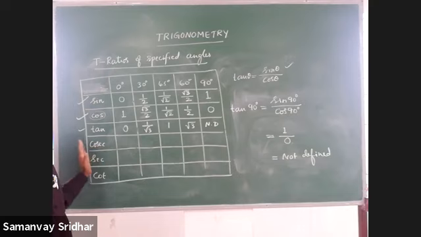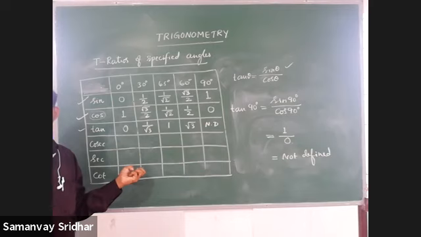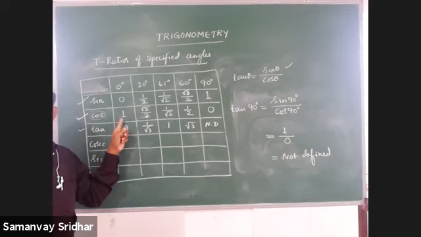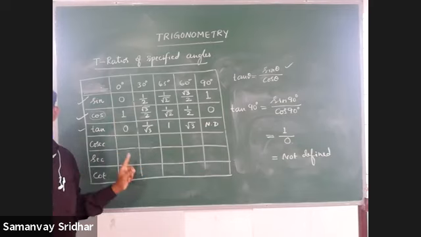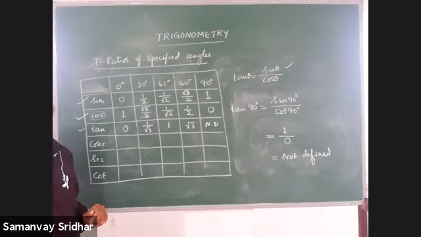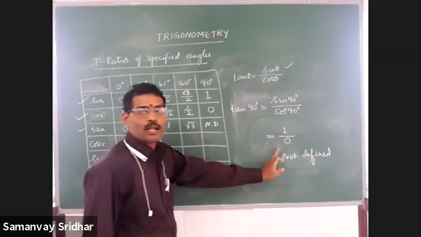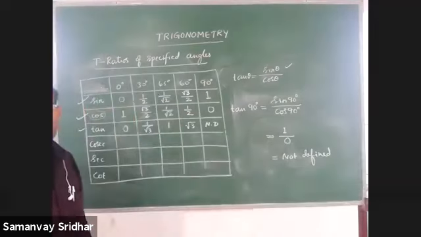Tan. So what is tan 0 degree? 0. What is tan 30? I told you that clearly, right? 1 by root 3. Am I right? Then tan 45 is what? 1. Tan 60 is what? Root 3. But tan 90 is what? Not defined. You got this?